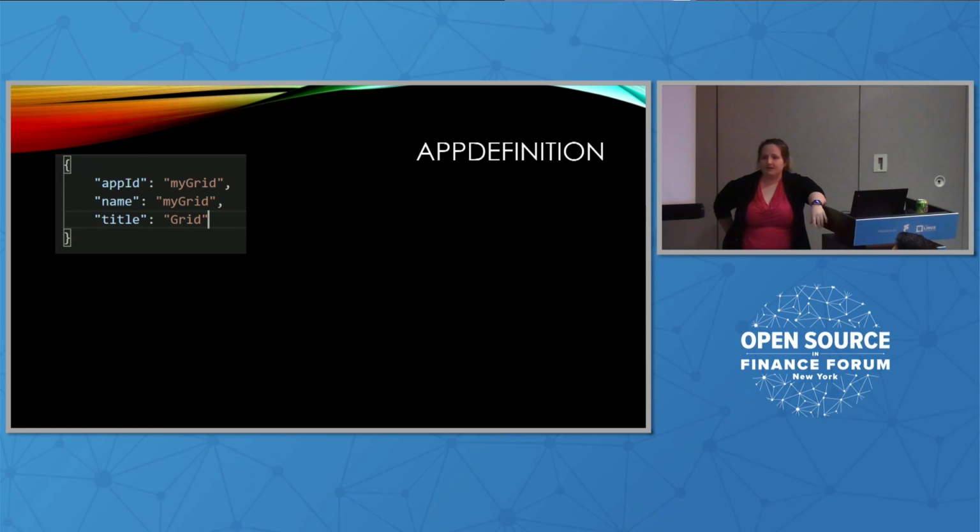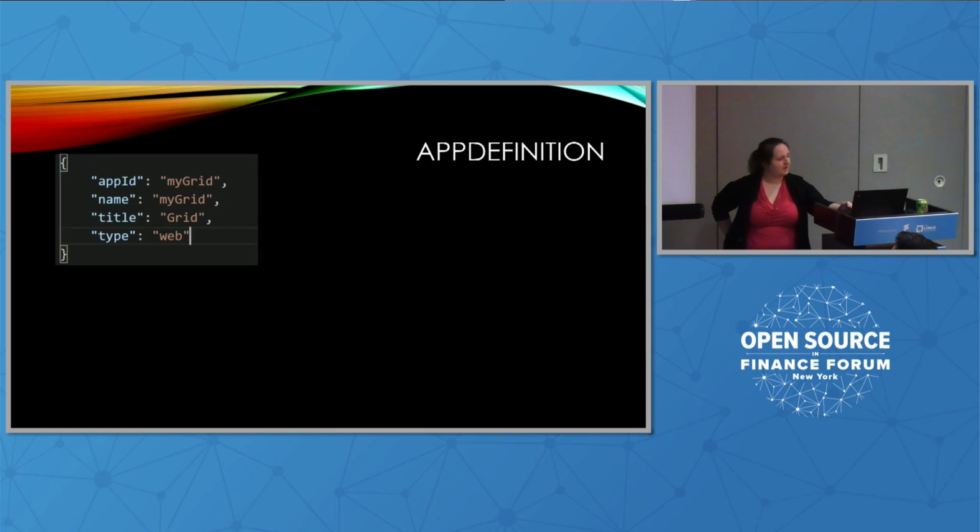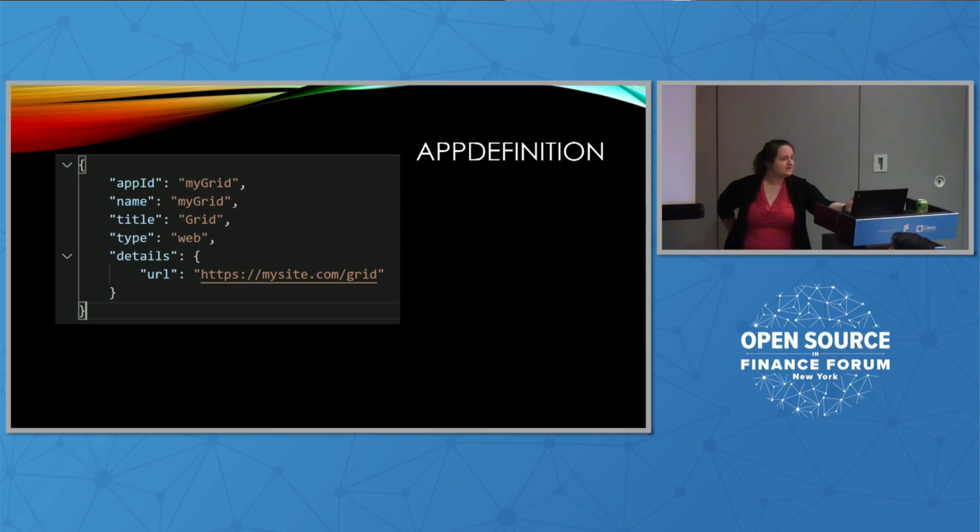We need to give it a name. That name needs to be unique from everything else, like it just needs an ID, obviously, so that we know what apps we have. I like to give it a title. I don't know if that's required, but I personally feel like it's required. I like nice display names. What type is it? It's web, just so we all know that we're dealing with web technologies here. Details, where it's located. Great, you know, table stakes.